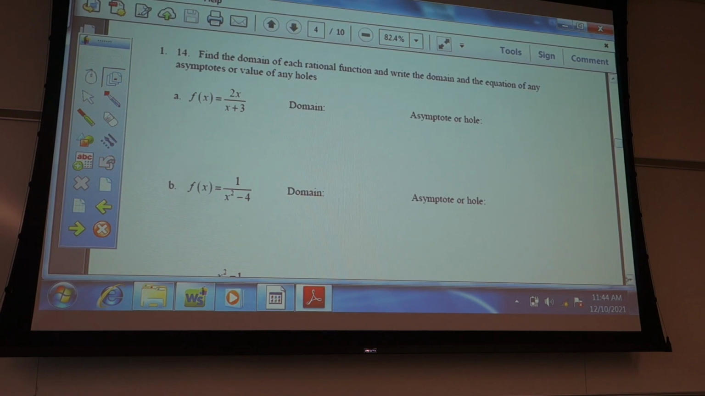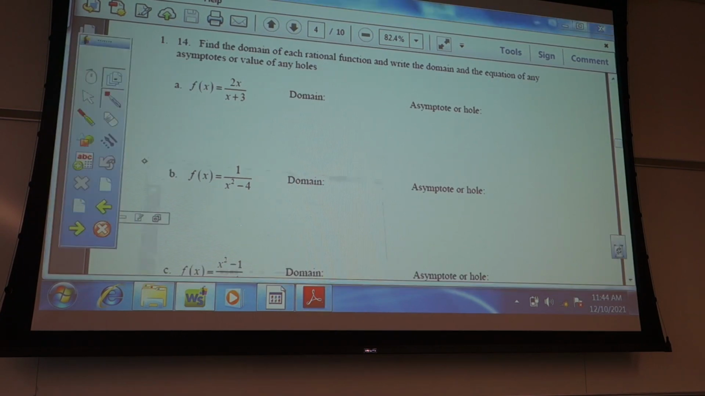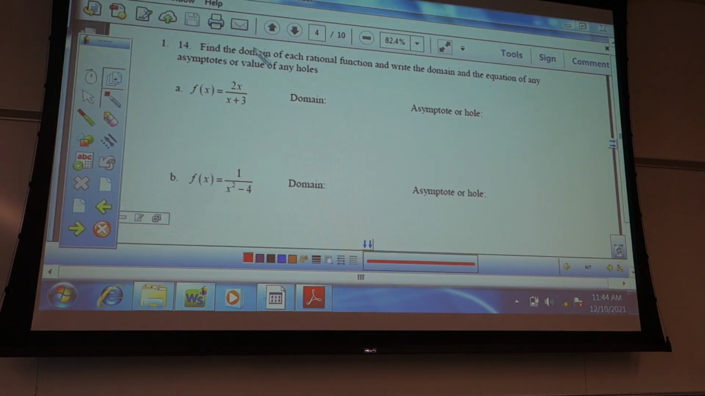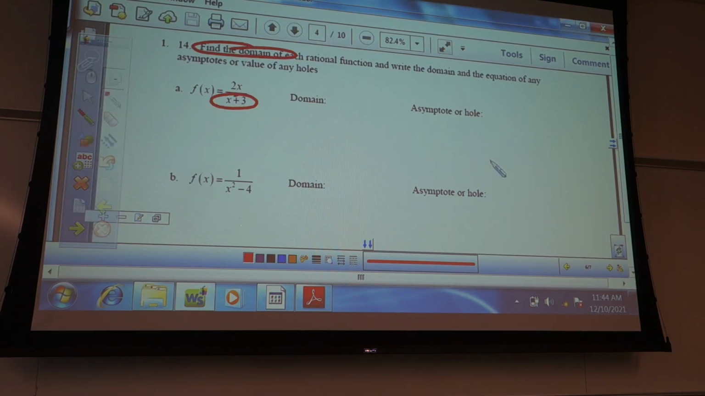Okay. Find the domain. When it says find the domain, you have a couple problems like that. Find the domain. That means we only care about what's on the bottom. We don't care about the range. So that's just the fact that you can't divide by 0. That's all that we're working on there.